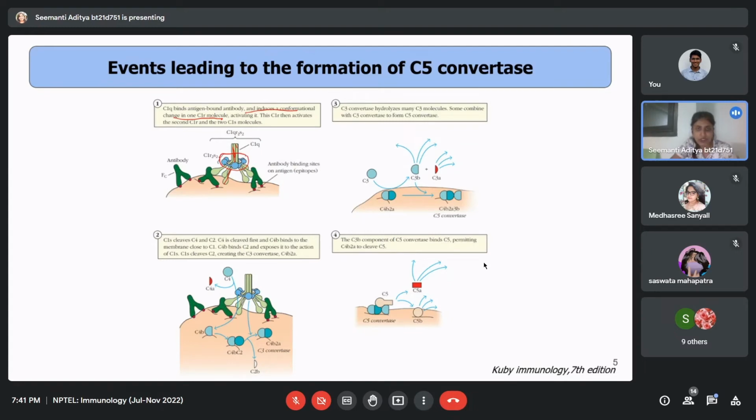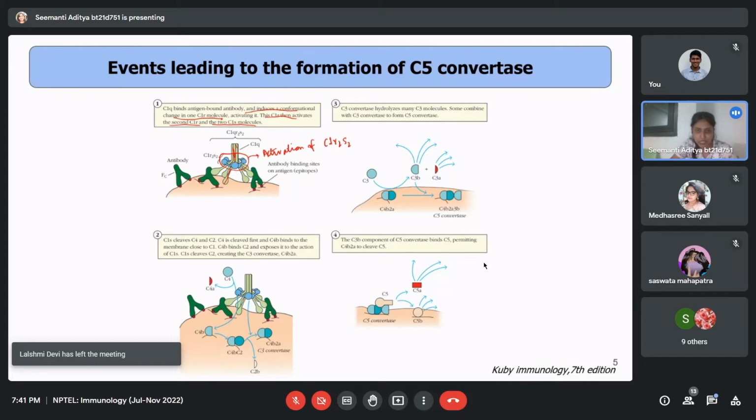Once it is bound over here, some conformational changes take place, and that results in the activation of C1R2S2 subunit. So C1R then activates the second C1R and the two C1S molecules. So C1q binding will result in the activation of C1R2S2. Then what happens is C1s will cleave C4 and C2.